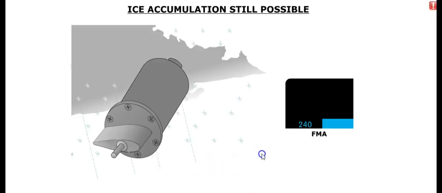If the icing caption disappears, it indicates that ice is no longer accumulating. However, flight crews should note that the absence of the icing caption does not mean that the airframe is clear of residual ice.